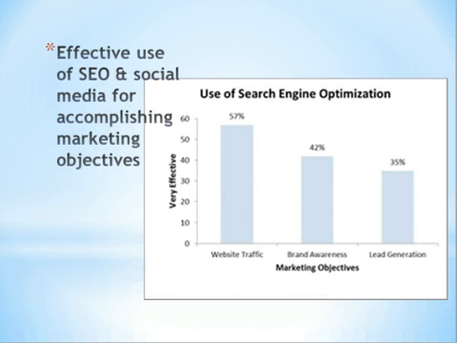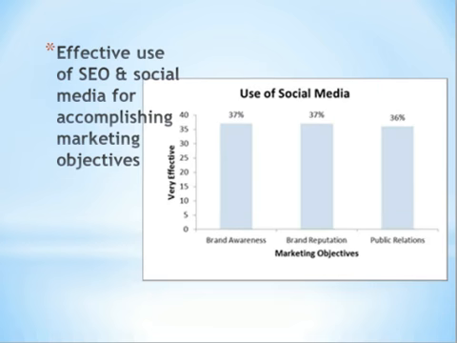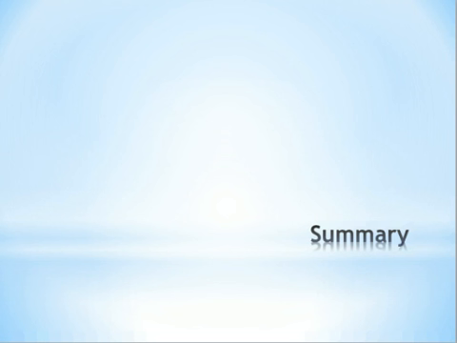The belief is that search engine optimization can dramatically affect website traffic, brand awareness, and lead generation. We show in this chart the expectation for website traffic using search engine optimization techniques we'll work on in Chapter 4 will drive 57% of our marketing objectives. Also, the belief is that social media can dramatically affect brand awareness, brand reputation, and public relations. So that becomes important as we move forward, especially when we start to look at the idea of online reputation management. So if you will, the second part of the book will focus on providing many of the details for the concepts we discussed in part 1.